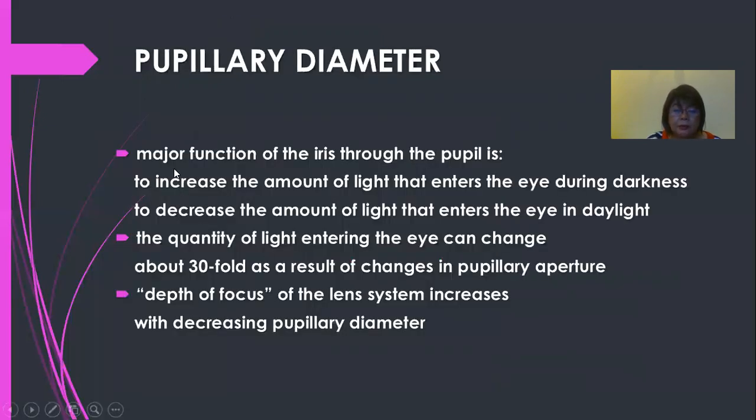So this pupillary diameter is brought about by the function of the iris. It increases the amount of light that enters the eye during darkness, and it decreases the amount of light that enters the eye in daylight. The quantity of light entering the eye can change about 30-fold as a result of changes in pupillary aperture. So the depth of focus of the lens system increases with decreasing pupillary aperture.